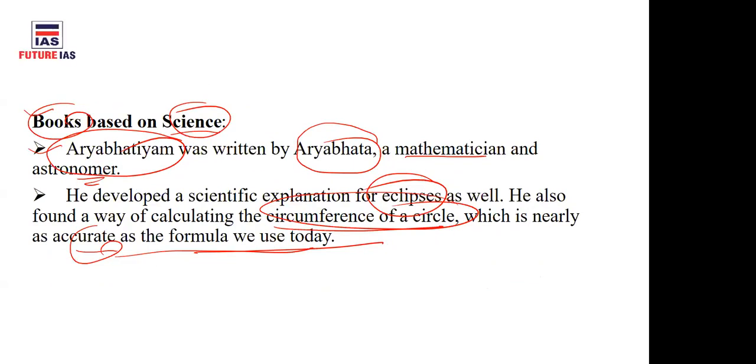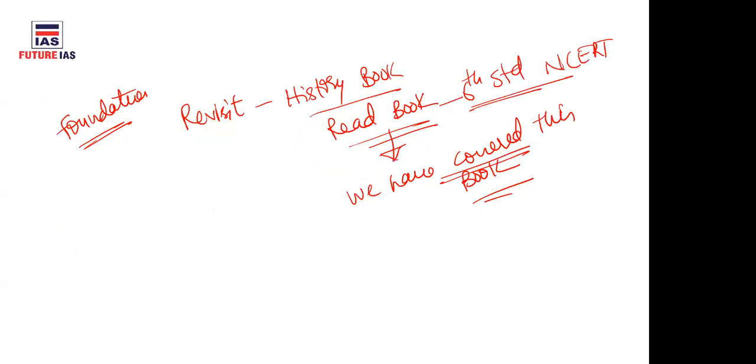All right. Then there are the scientific books which were written, for example the Aryabhatiyam, written by Aryabhatta, a great mathematician and astronomer of that period. All right. So we have completed and finished your history book completely.